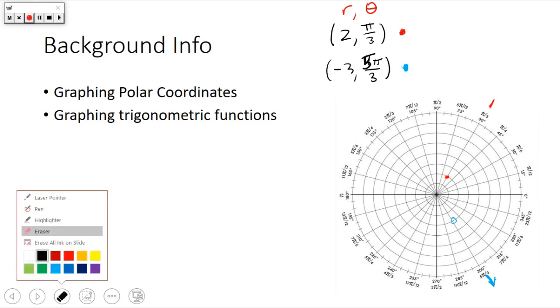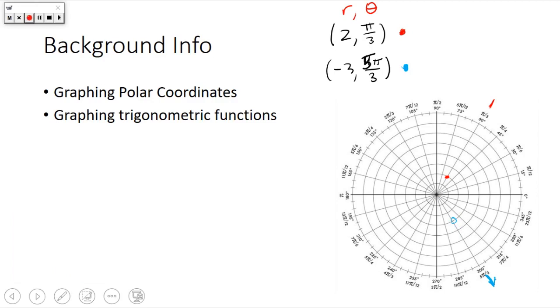But it's not positive 3, it's negative 3, so instead of going 3 in that direction, we're going to go 3 back from there. So 1, 2, 3. This is where our blue point should be. And so understanding this negative r value is really very important.